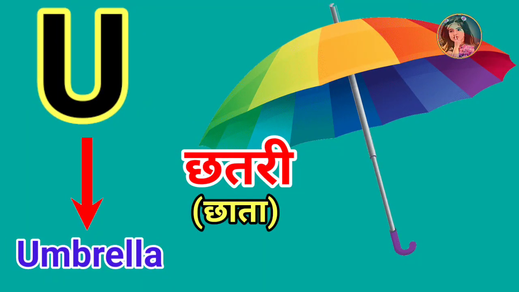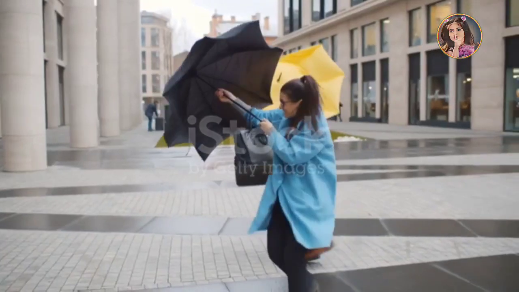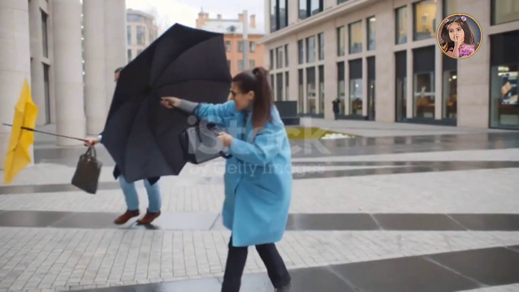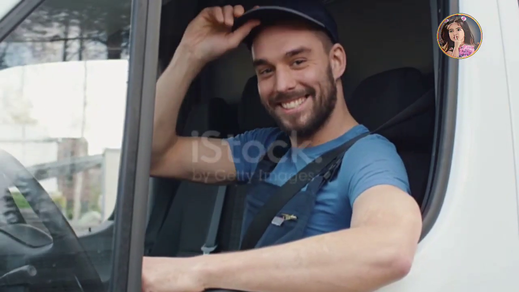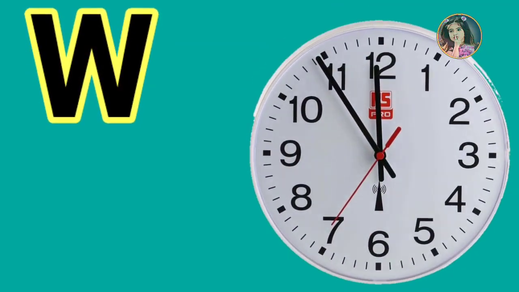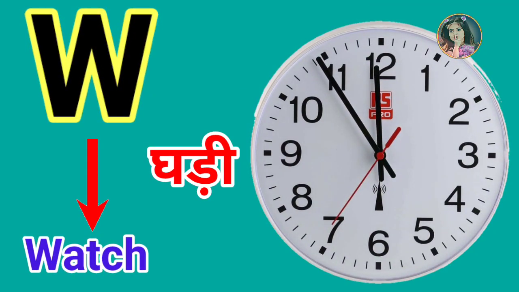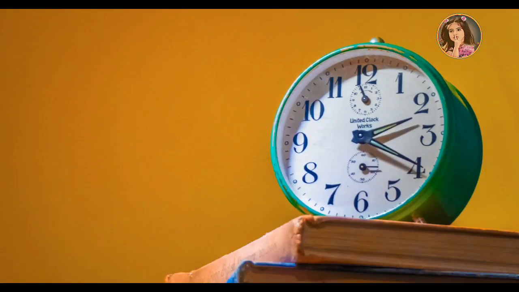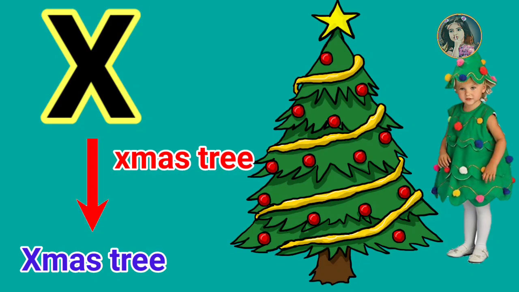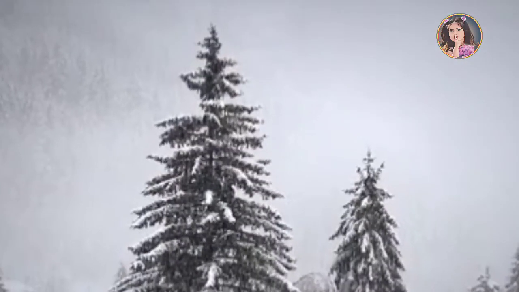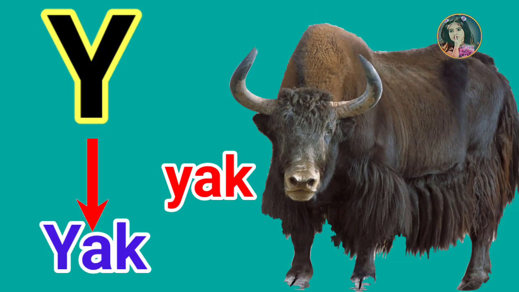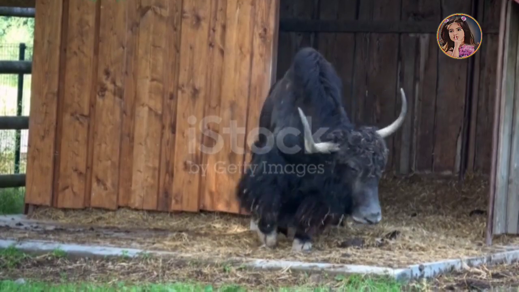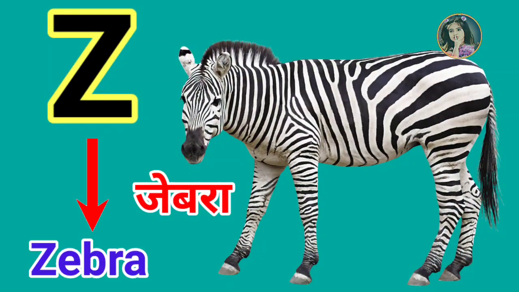U for umbrella. Umbrella means छाता. V for van. Van means गाड़ी. W for watch. Watch means घड़ी. X for Xmas tree. Xmas tree means Xmas tree. Y for yak. Yak means yak. Z for zebra. Zebra means zebra.